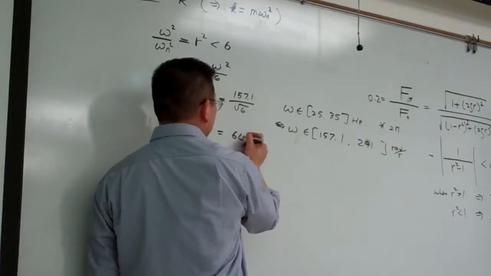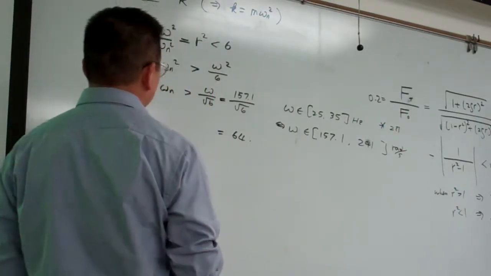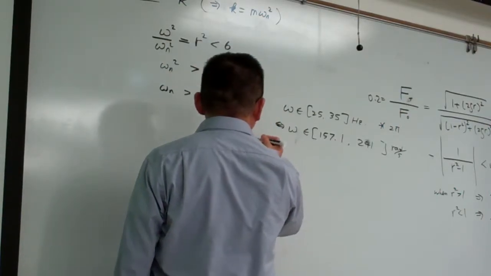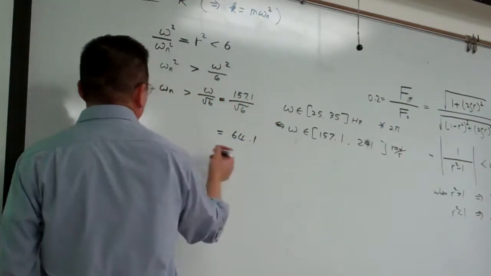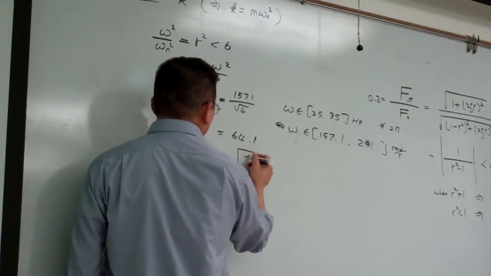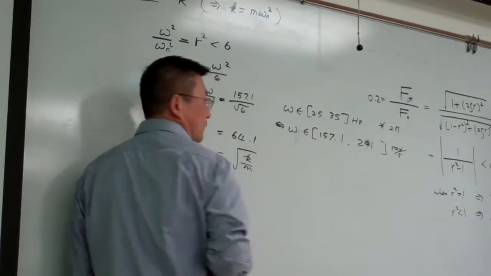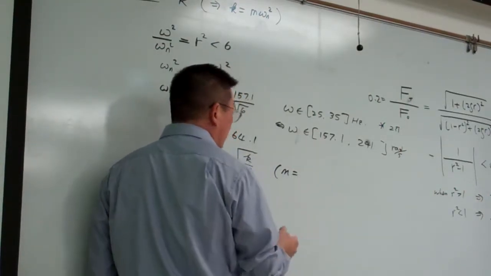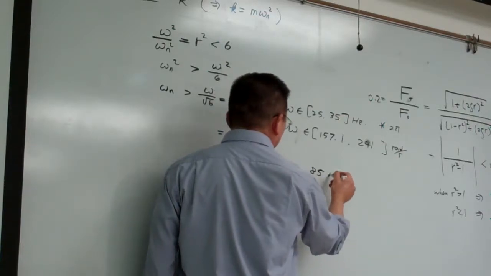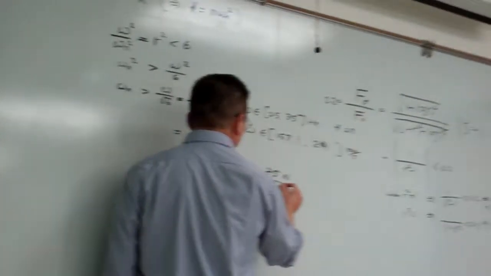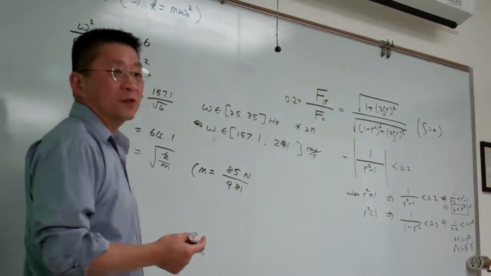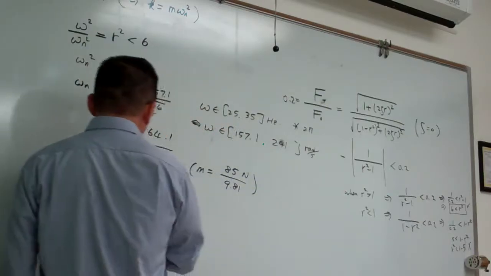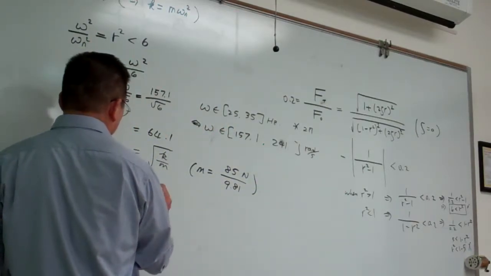$64. Exactly? 0.09, 0.1. Okay. So this one on the other side is K over M. From here, M is equal to our mass, and we have a weight of 85 newtons divided by 9.81, the gravity constant. So this is our mass. From here we can determine K.